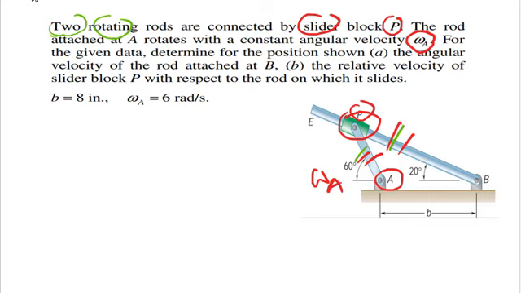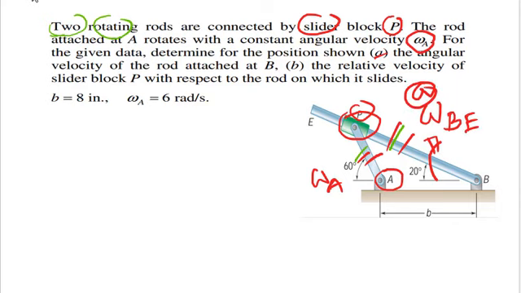For the given data, determine the position. We have to find out the position. First, the angular velocity of rod B, the one attached. That means the angular velocity of B, that angular velocity we have to find out for BE, right? This is our number one.